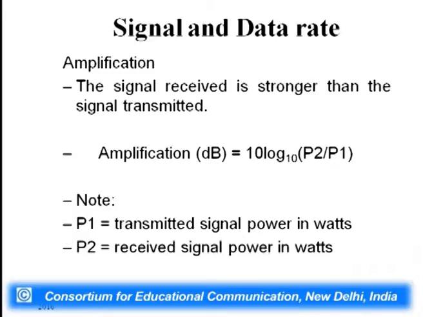Now, there is attenuation, and we represent attenuation in terms of dB, and we also represent amplification in terms of dB. So, amplification is when the signal received is stronger than the signal transmitted, that is when we amplify the signal. So, the signal which I am transmitting is P1 and the received signal in watts is P2. That means I am receiving P2 by P1, and if it is more, then probably I will get a good, quality signal, I can make it out.